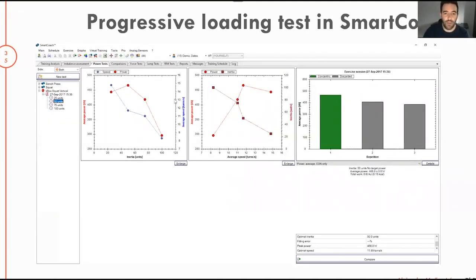This is, for example, how it looks on the SmartCoach, a progressive loading test. So you can have the peak power. Actually, the software is telling you what your optimal inertia to improve your peak power is, and what the estimation of your peak power is and at which speed you can achieve that.